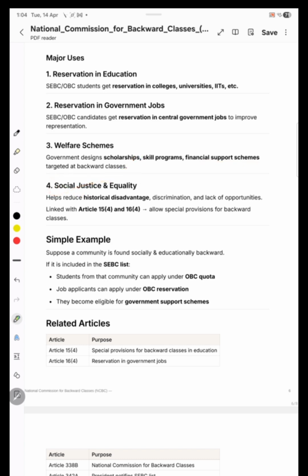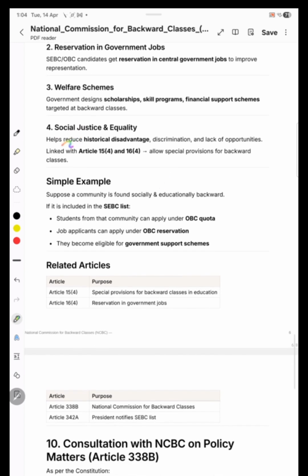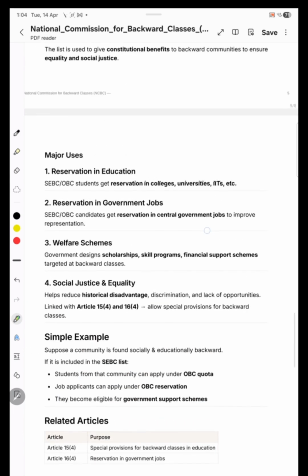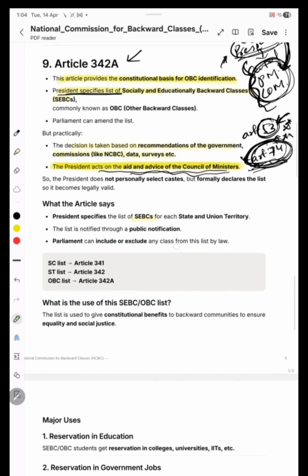Now social justice and equality. This helps reduce historical disadvantage, discrimination, and lack of opportunities. It is linked with Article 15(4) and 16(4), which allow special provision for backward classes. Take a simple example. Suppose a community is found to be a backward class community and is included in this list. Then students from that community can apply under the OBC quota, job applicants can apply under OBC reservation, and they become eligible for government support schemes for their community. So this is about Article 342A.